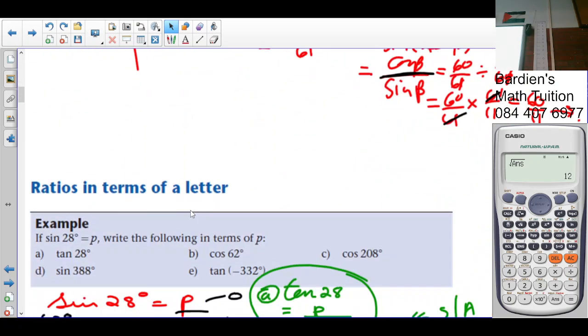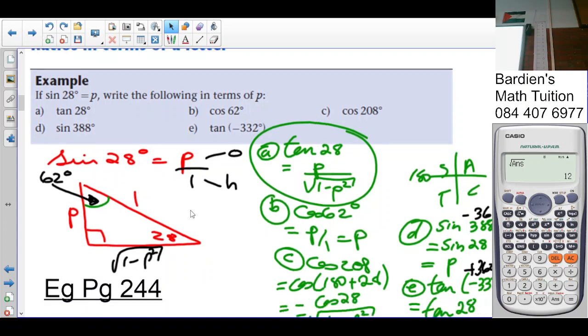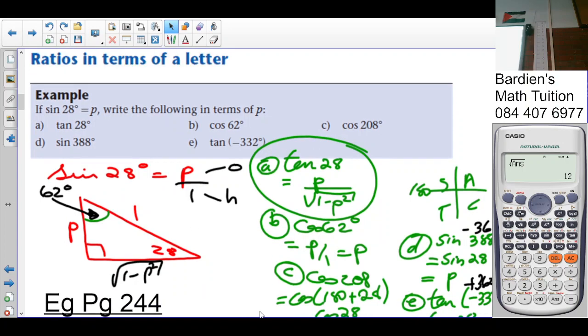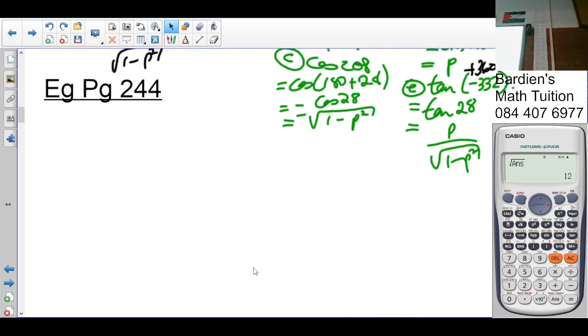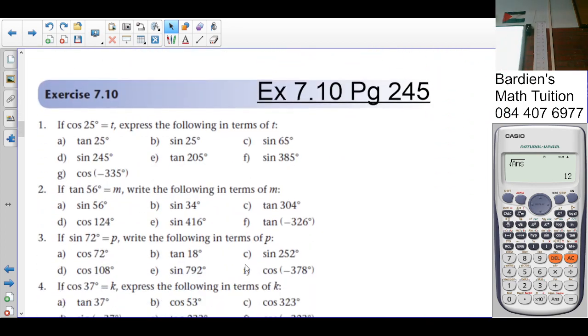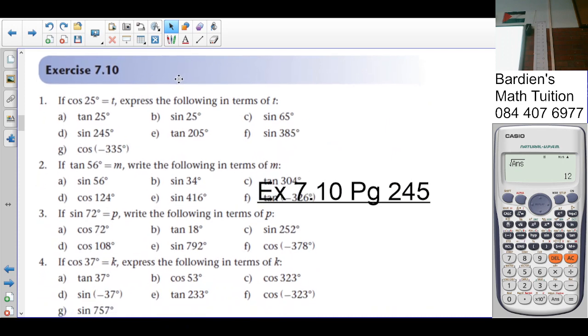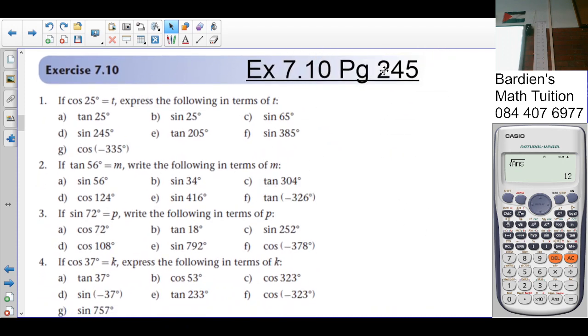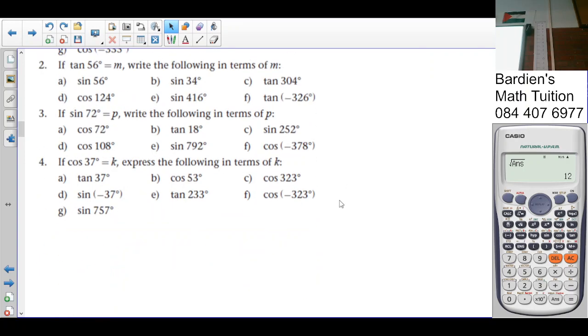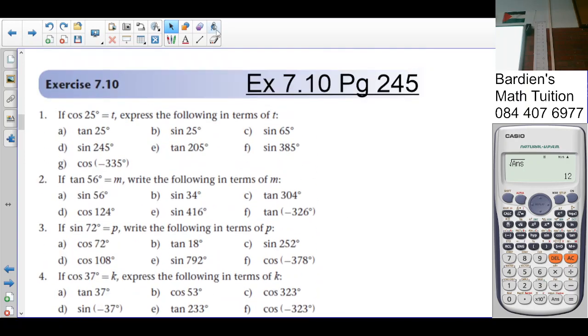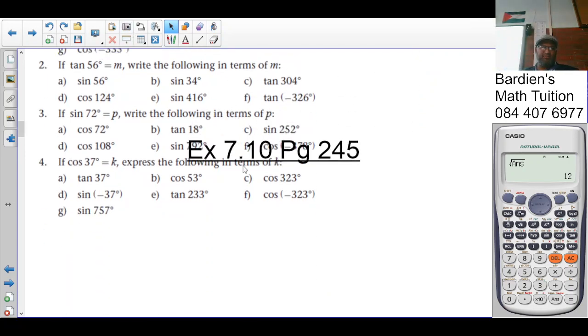Then we went on to ratios in terms of a letter. You have to do exercise 7.10. You have to do the odd numbers, not so? So I'm going to do number one. Let's do that one. Okay, so I'm going to do the odd numbers. Is that okay?